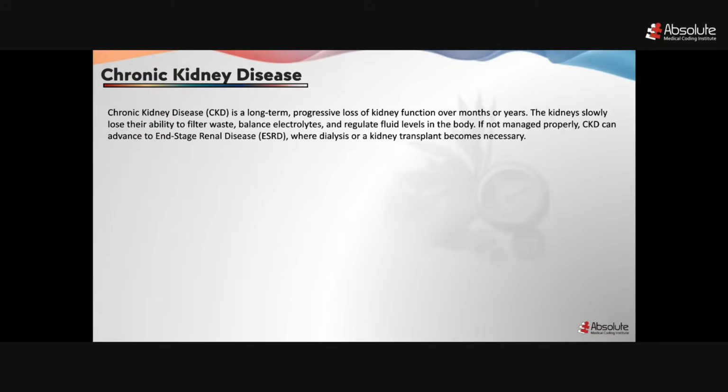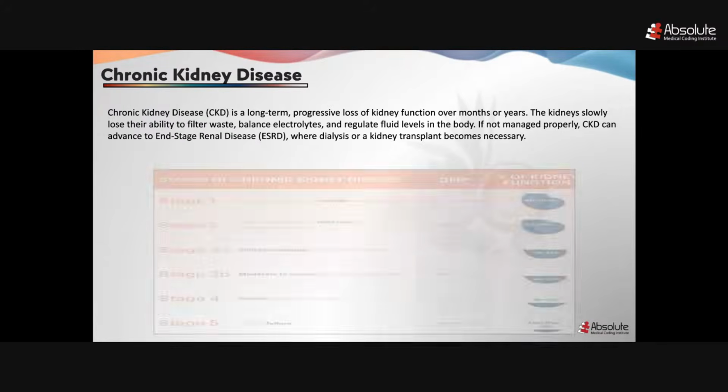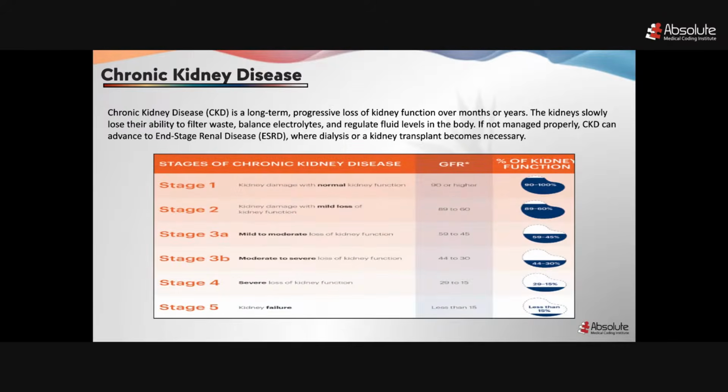Okay, now let's talk about the chronic kidney disease or CKD. CKD is a long-term progressive loss of kidney function, and it happens slowly over the months or even years. Now, as kidneys lose their filtering power, the body struggles to balance the electrolytes, remove the waste, and regulate the fluids. So if a CKD isn't managed carefully, it can progress to end-stage renal disease, at which patients often need dialysis or kidney transplant to survive.